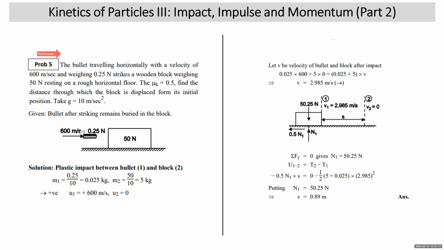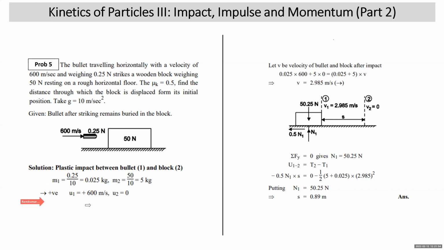The bullet is coming with a velocity of 600 meter per second. Its weight is 0.25 Newton. It is hitting a block of 50 Newton, which is resting on the plane, which is rough. Now, first we'll consider the impact between bullet and block. What kind of impact will it be? Plastic impact between bullet and block. What is the mass of the bullet? 0.25 upon 10, so 0.025. What is the mass of the block? 50 upon 10, 5.